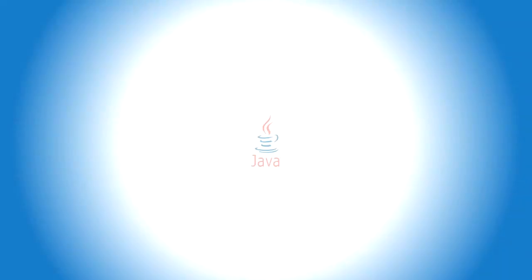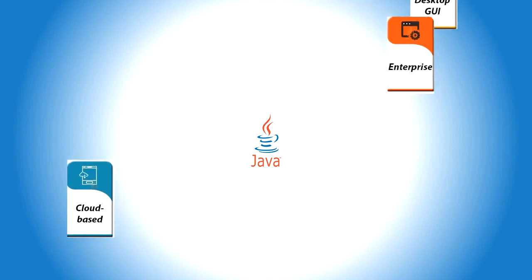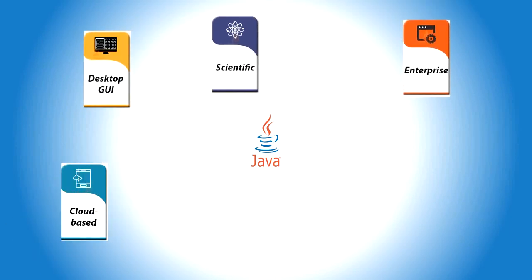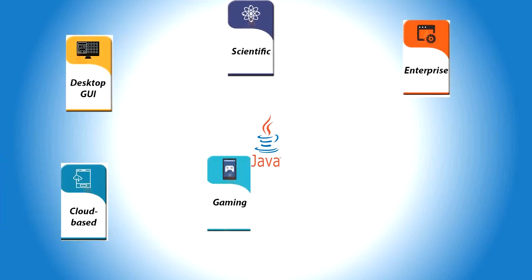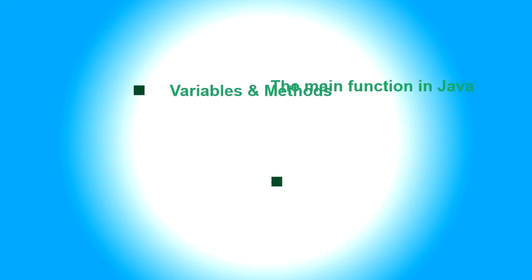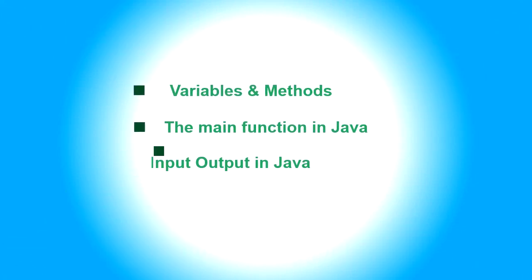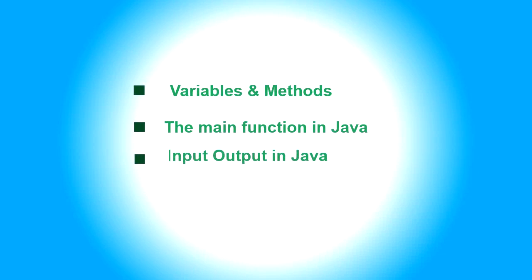So today I'm starting a tutorial series on Java, and Java is being used in web applications, in standalone desktop applications, and in all the Android apps and mobile games. So guys, today we are going to discuss variables in Java, the main method in Java, and the input output in Java.